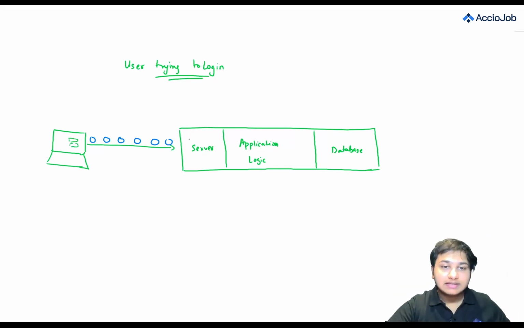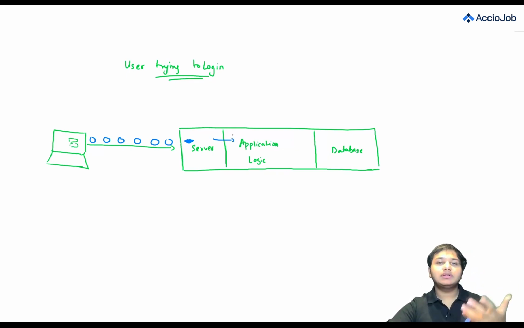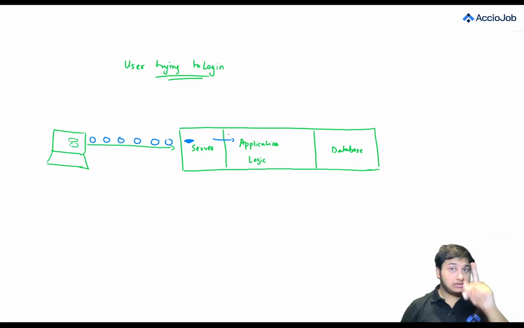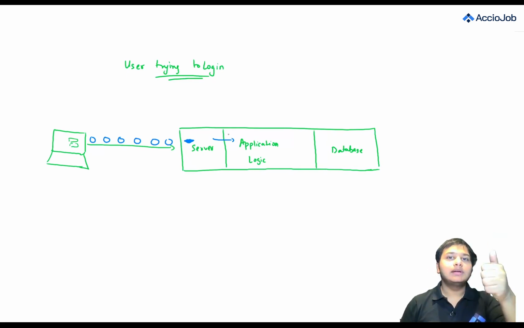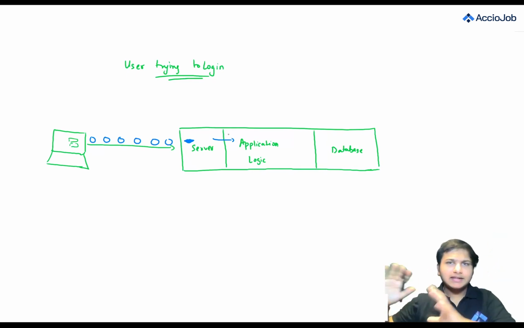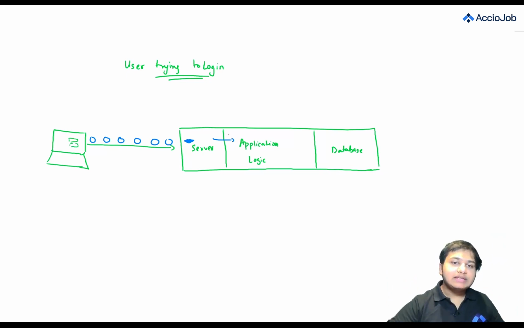This request is received by the server. The server now receives the request and calls the necessary application logic. Application logic is where the code is written that checks, first of all, is it a valid email? Is it a valid password? Basically the data validation, right? And once that data validation is done, then this application logic will check the database to retrieve the information. One of the CRUD operations was to retrieve the information, right?